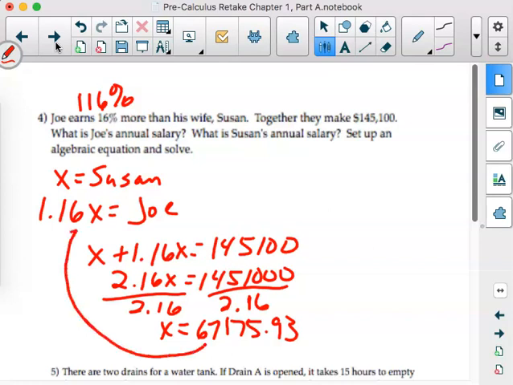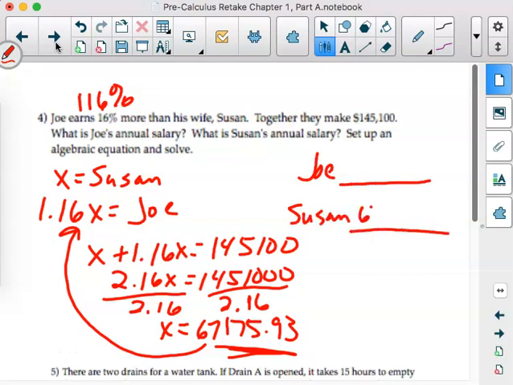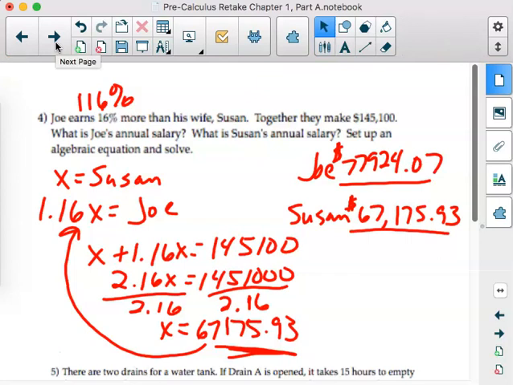And to find Joe's, all you have to do is take 1.16 times the $67,175.93. But because this was a rounded answer, it is best to just keep the decimal that's in your calculator and go ahead and multiply by 1.16 to get Joe's. Otherwise, you might have a rounding error. So Susan is $67,175.93. And Joe is $77,924.07. And like it says, you had to set up an algebraic equation and solve.